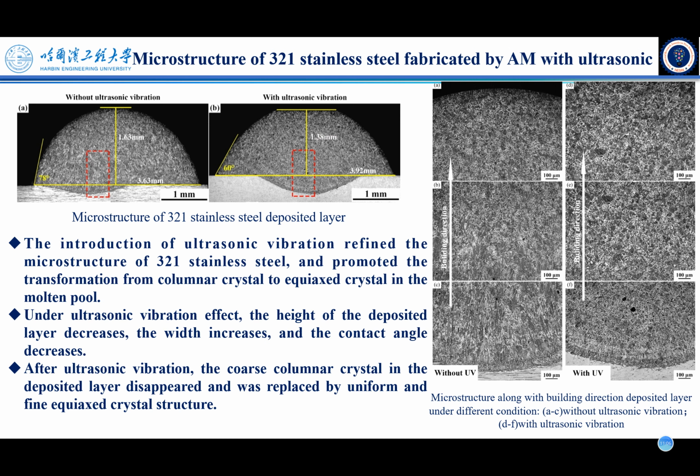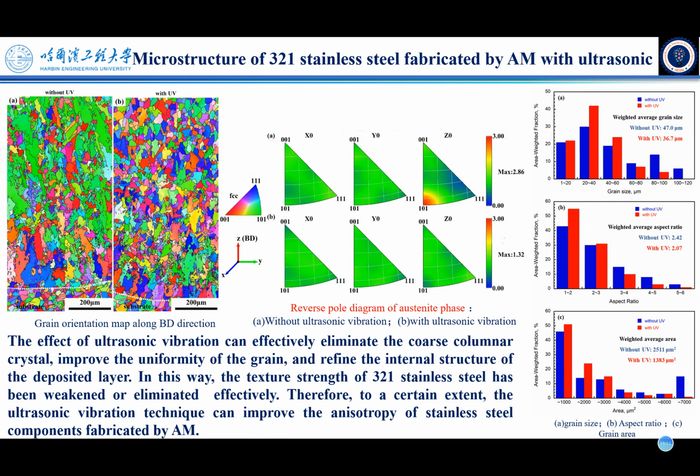After ultrasonic vibration, the columnar crystal in the deposit layer disappeared and was replaced by a uniform and fine equiaxed crystal structure. The ultrasonic vibration can effectively eliminate the columnar crystal, improve the uniformity of the grain, and refine the internal structure of the deposit layer. In this way, the texture strength of stainless steel has been weakened and effectively eliminated.